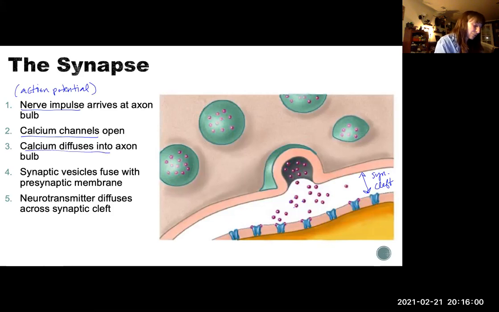And then that is what causes these vesicles that are here waiting full of neurotransmitter at the axon terminal, right there next to the synaptic cleft. These guys now, once the calcium comes in, will move to the presynaptic membrane, fuse with it, and release their neurotransmitter into the synaptic cleft, okay?